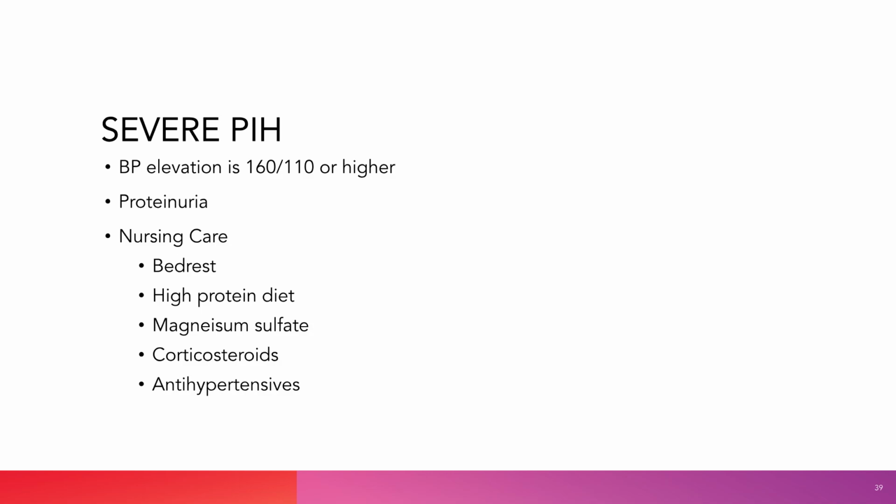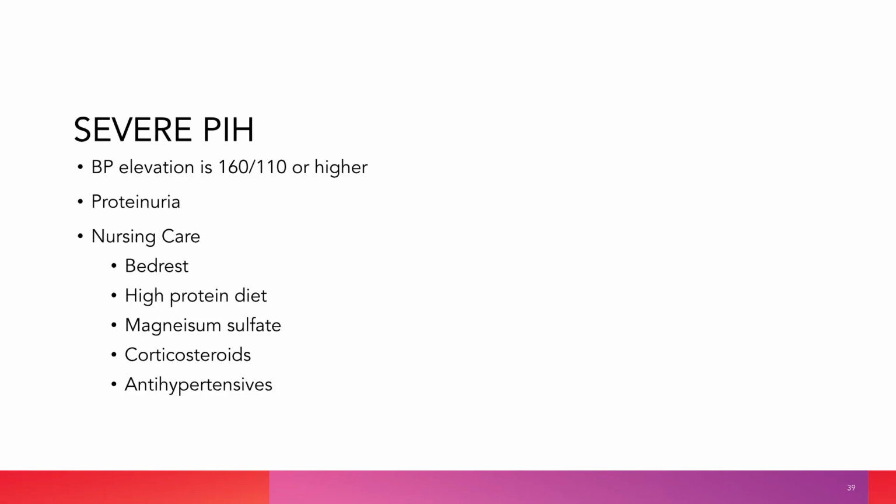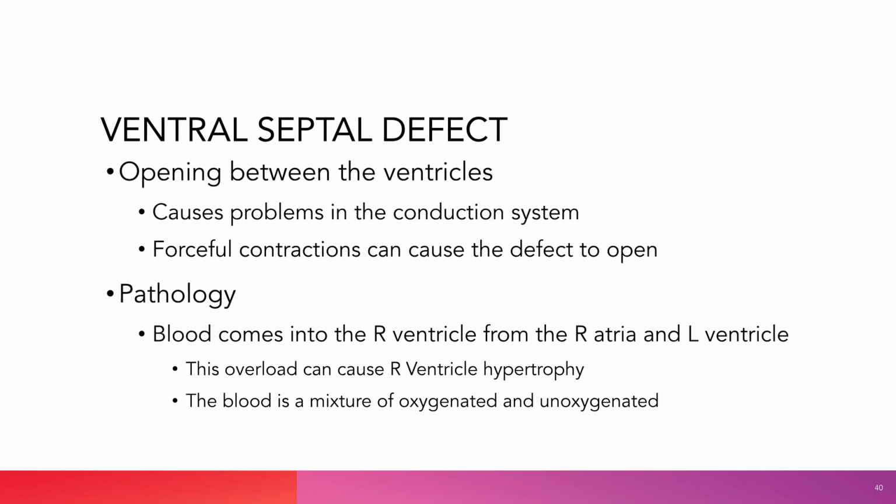Nursing care includes bed rest, preferably on the left side, daily weights, monitoring for headache, visual changes, or epigastric pain, daily urine dipstick for proteinuria, monitoring BP, and a high-protein, low-sodium diet. Severe PIH is characterized by a BP of 160 over 110 or higher and significant proteinuria. Nursing care involves strict bed rest and a high-protein diet, along with the administration of medications such as magnesium sulfate, corticosteroids, and antihypertensives.